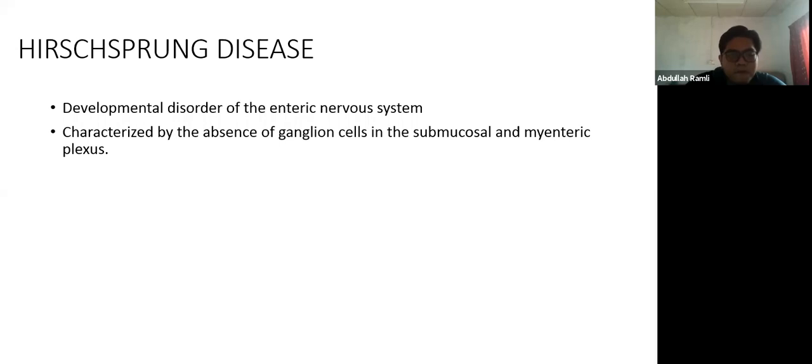Next one. So this is one of the organic causes that I want to discuss, which is Hirschsprung disease. In general, Hirschsprung disease is a developmental disorder of the enteric nervous system. It can be characterized by the absence of ganglion cells in the submucosal and myenteric plexus.